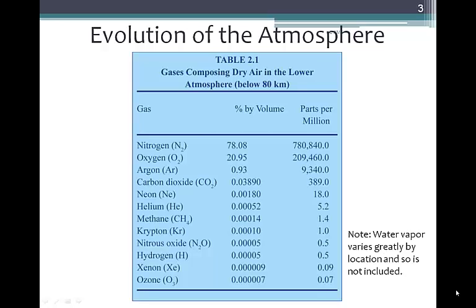Here in this table you see the primary gases that make up dry air in the lower atmosphere, so below 80 kilometers. The primary gas in the atmosphere is nitrogen, 78%. Next is oxygen, about 21%, and then just under 1% is argon, and the rest of the gases are trace gases, very small amounts. And you can see some of those, like carbon dioxide and methane.